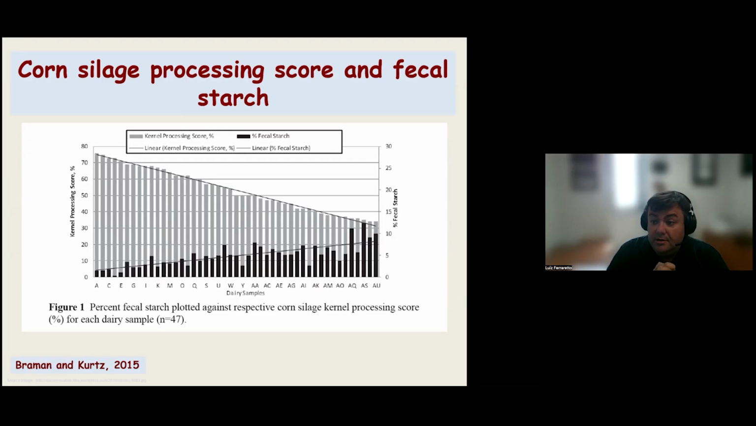So the worse the kernel processing, the more likely the cows will end up with higher fecal starch, which means that very likely you're going to see drops in milk production because the starch provides a lot of the energy that we need for the cow. The problem with kernel processing is that it's affected by many things, right?